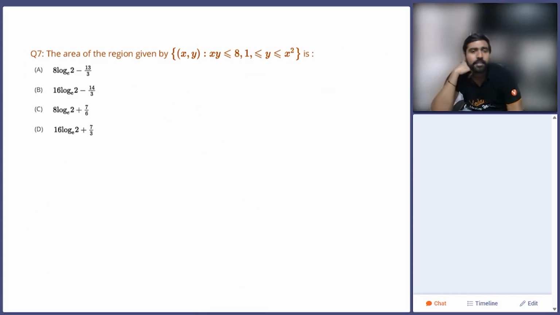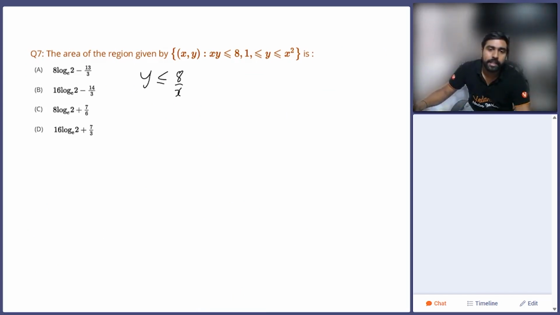We need to find the area of the region given by xy less than or equal to 8, basically y less than or equal to 8 by x, and then you have y greater than or equal to 1 and y less than or equal to x square. This is the expression that you have.